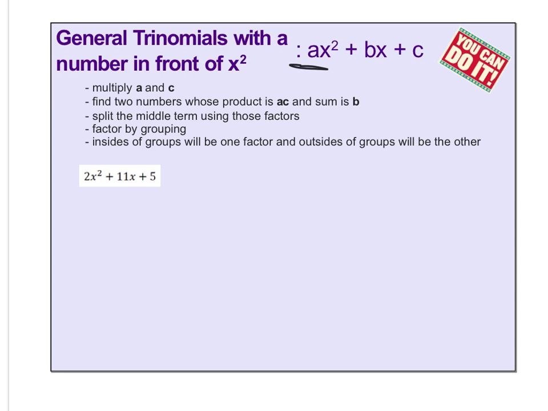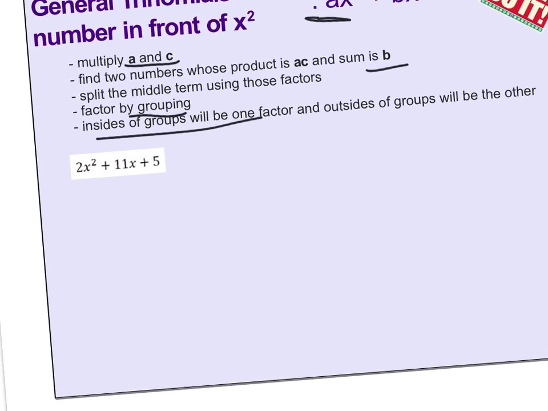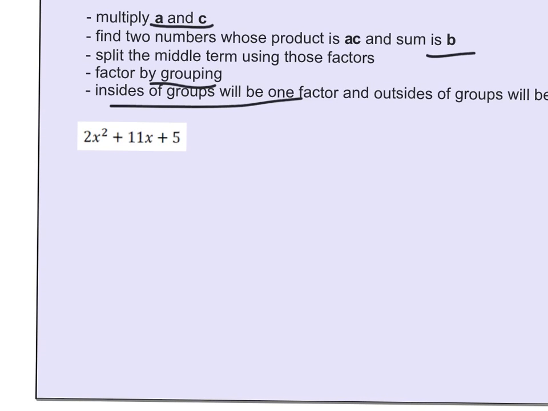So now, when I throw a number in front of that x squared, that kind of changes things. So here's what happens there. I've got to multiply a times c, then figure out how to get the middle term from there, then factor by grouping, and then finish it off. So as I look at my problem here, 2x squared plus 11x plus 5, a times c is going to be 10. So what multiplies to 10 that adds up to 11? Well, 10 and 1. You can list 2 and 5, but that doesn't help you.